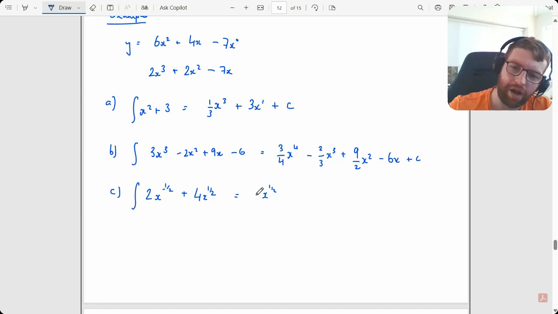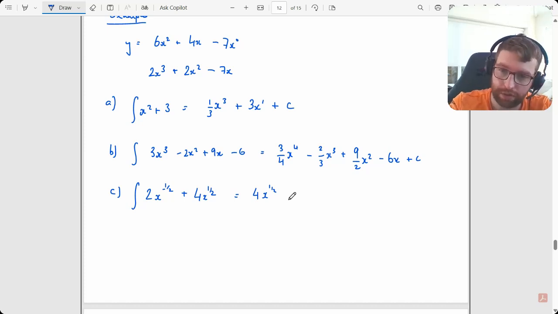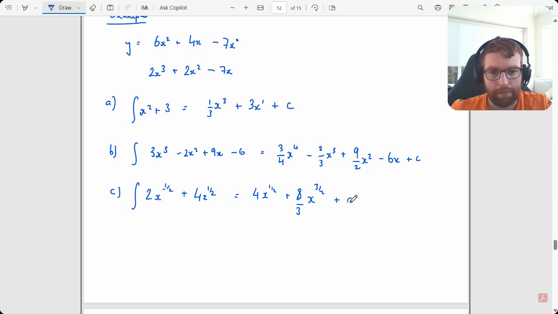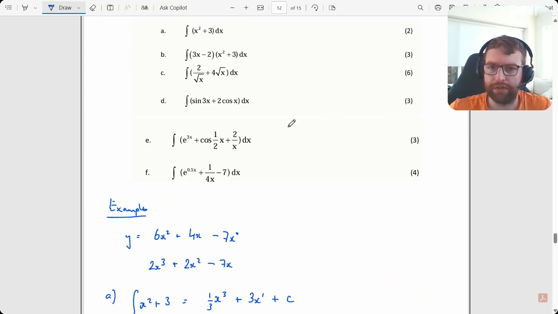But then dividing by a half, 2 divided by a half is going to be 4. And then we do the same on the next one. So adding 1 to a half is going to make it 1.5 or 3 over 2. And then divide by that again, you can use your calculator. So we get 8 over 3 x to the 3 over 2. And then plus c. Okay, always adding plus c unless told otherwise.